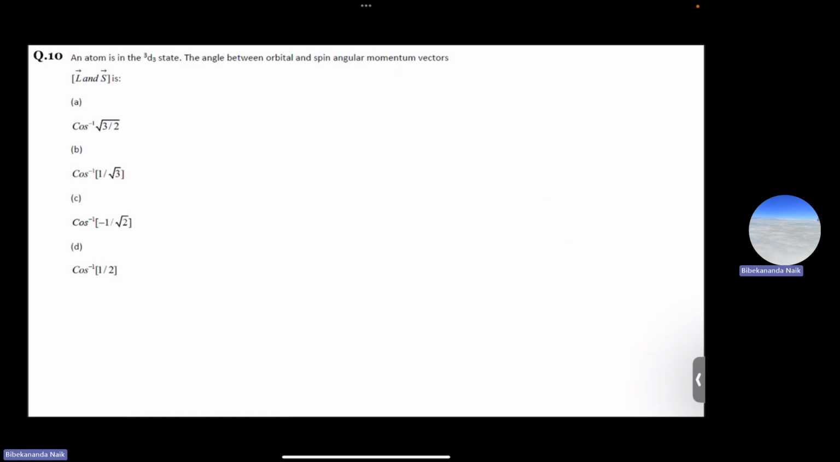Then question number 10. The question says an atom is in 3D3 state. The angle between orbital and spin angular momentum vectors, that is the L vector and the S vector, is: A, cos inverse root 3 by 2; cos inverse 1 by root 3; cos inverse minus 1 by root 2; and cos inverse 1 by 2. I'll give you a few minutes to try, then I will solve it.